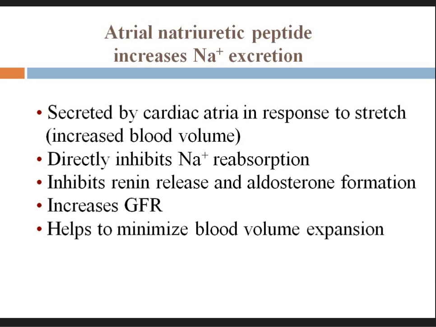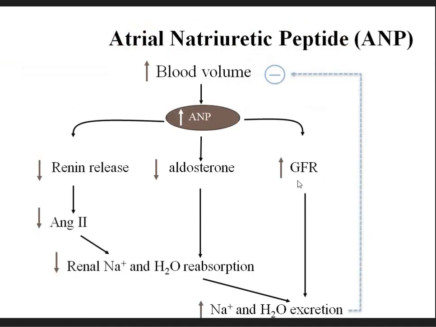There are stretch receptors present in atria, so they get stretched, and due to this, this particular substance ANP, that is atrial natriuretic peptide, is liberated and it directly inhibits sodium reabsorption. It also inhibits renin release and aldosterone formation, increases GFR, and thus it helps to minimize blood volume expansion. How it is happening is shown here in this flow diagram.